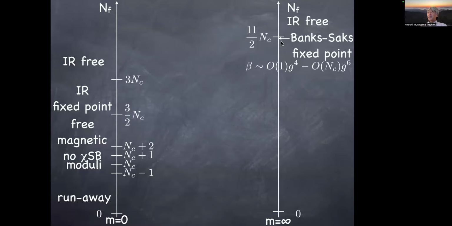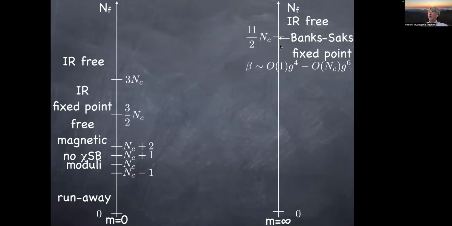And in the limit when NC is large, you can show the beta function is something of this order: g to the 4th times order 1, minus g to the 6th times order NC. Then you can find the fixed point where the beta function vanishes when g squared is order 1 over NC, which can be weak enough when NC is large. So you can demonstrate that there is indeed an IR fixed point for a small coupling where you can trust this perturbative expression in the beta function. So this fixed point does exist, at least in the large NC limit.